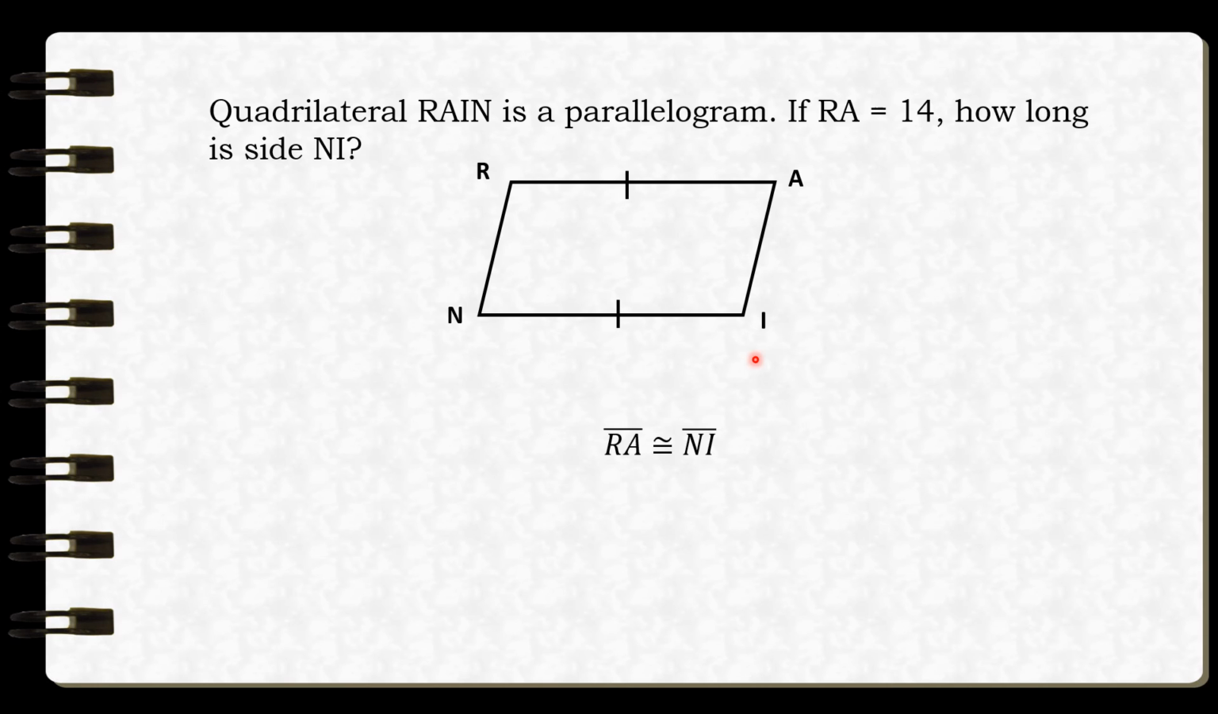Okay? So segment RA is congruent to segment NI. So, whatever is the distance or the length of segment RA must also be equal to the distance or measurement of segment NI. So, by substitution, if RA is equal to 14, therefore, NI must also be equal to 14.